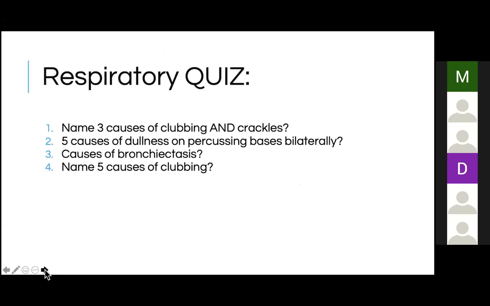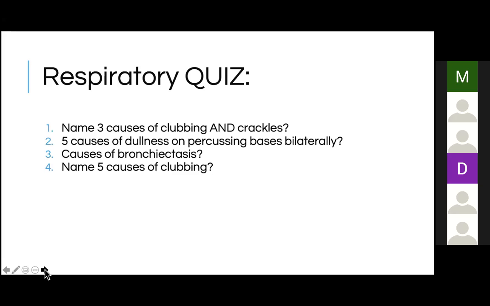Any causes of bronchiectasis? Good. So interstitial lung disease can cause clubbing and crackles. And then bilateral pneumonia wouldn't cause clubbing and crackles, unless you're saying bilateral pneumonia for causes of dullness. But also remember that bilateral pneumonia is quite rare. So causes of dullness on percussing the bases, sorry, it can be bilateral or unilateral. So also mention unilateral ones.